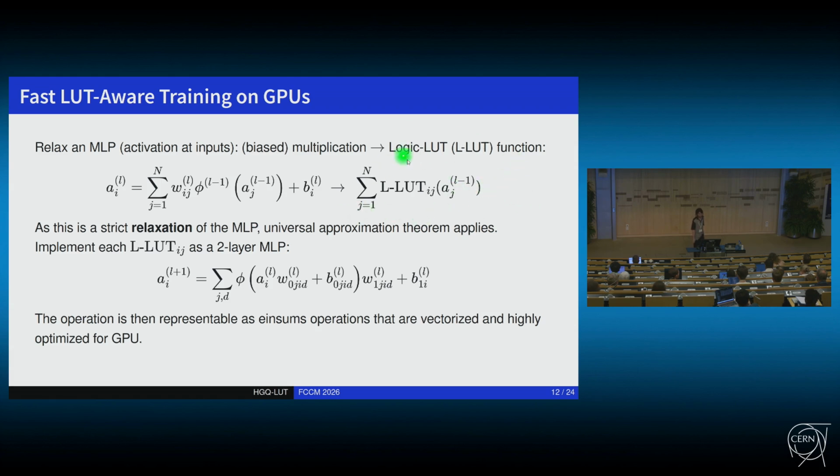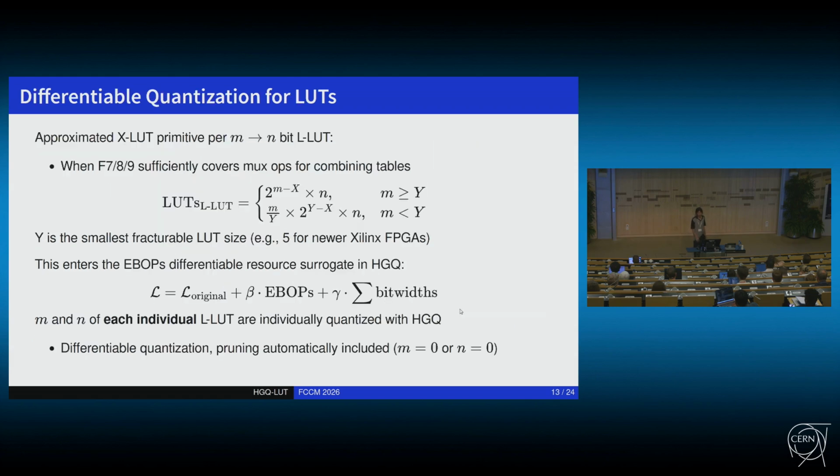So what we do is we, again, implement this very small lookup operation as a 1-to-N-to-1 MLP, or 2-layer perceptron. And this relaxation makes the whole layer operation a big einsum operation with activation in between. So it is GPU friendly. And this indeed achieves around 100 times speedup compared to prior works, which I will show later.